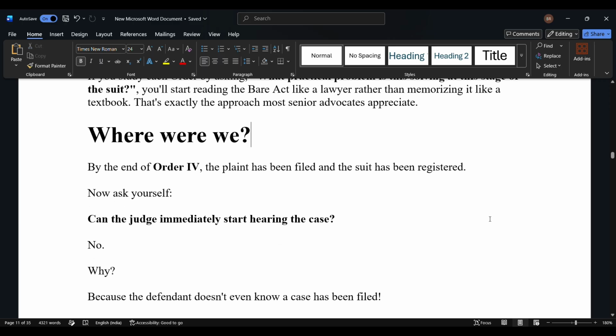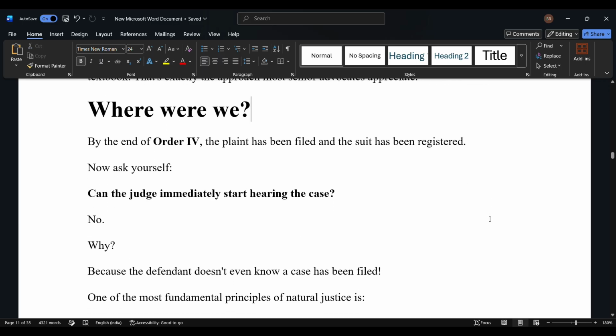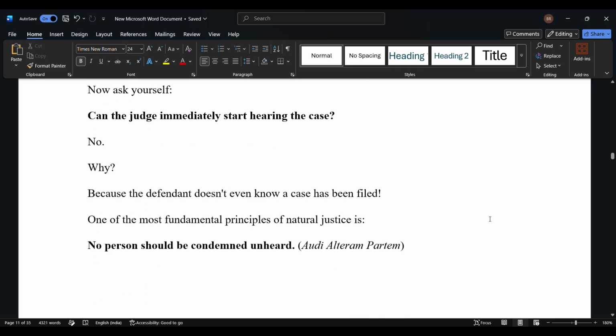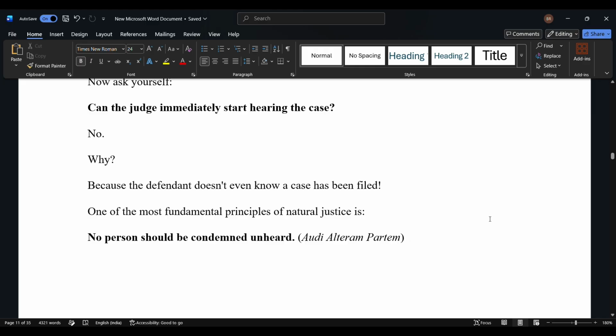Where were we? By the end of Order 4, the plaint has been filed and the suit has been registered. Now ask yourself, can the judge immediately start hearing the case? No. Why? Because the defendant doesn't even know a case has been filed. One of the most fundamental principles of natural justice is, no person should be condemned unheard. Audi alteram partem. So the court's first duty after registering the suit is to inform the defendant.